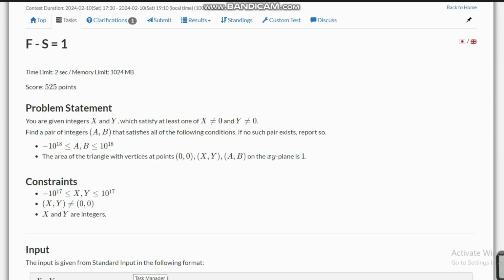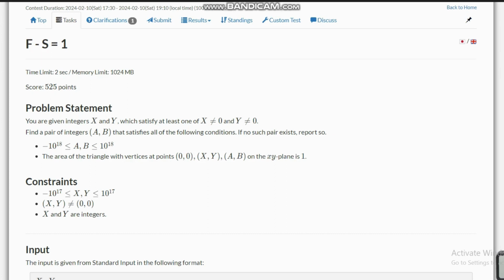Hello everyone. Today we are going to discuss the sixth problem of AtCoder Beginner Contest 340, which is F - S equals to 1. So what is the problem? We are given two integers X, Y, and at least one of X and Y is not zero. Now we have to find a pair of integers A, B that satisfies all the following conditions.